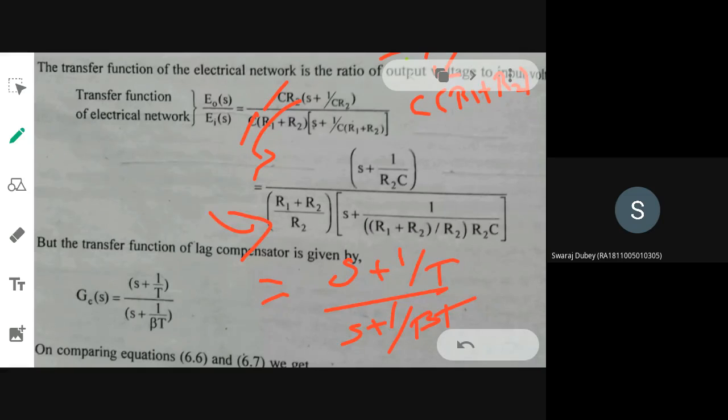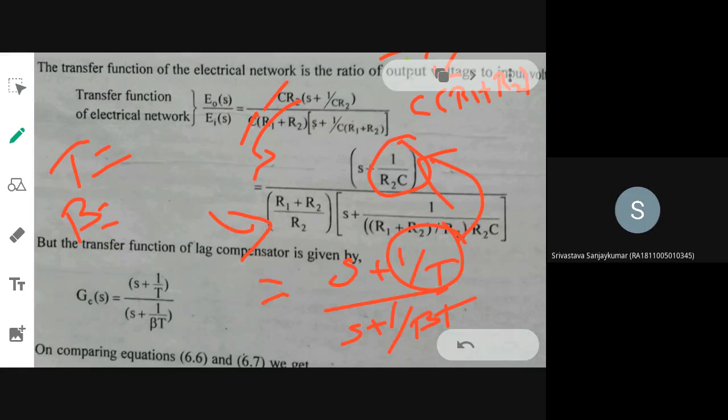Now I am going to compare the terms. If I am comparing, what will be T and what will be beta? You are to tell me. That way you are proving that this electrical network is equivalent to a lag compensator. What is T and what is beta? T is equal to R2 C. You equate 1 by T to this term, R2 C.